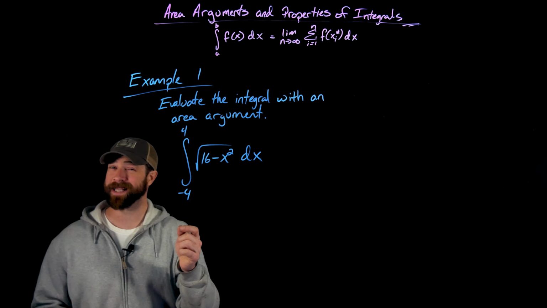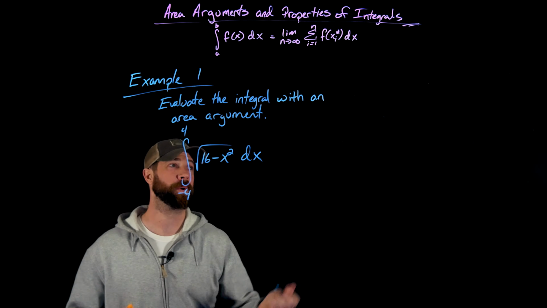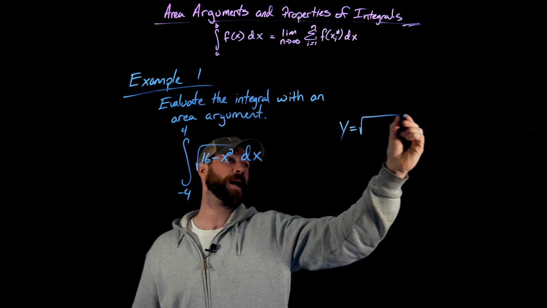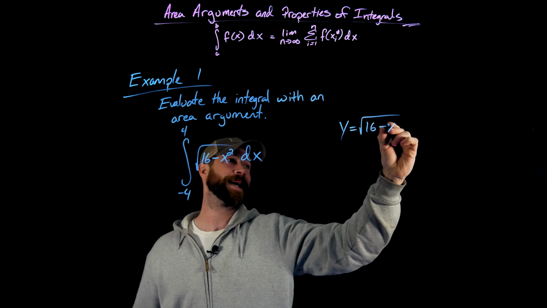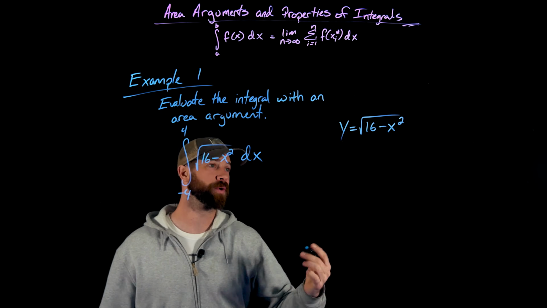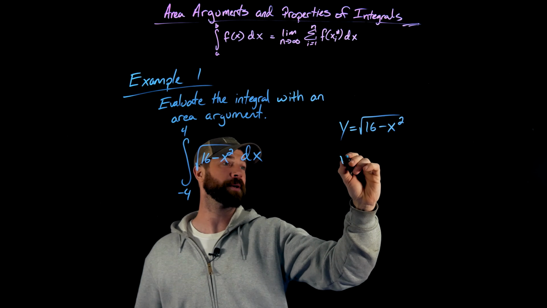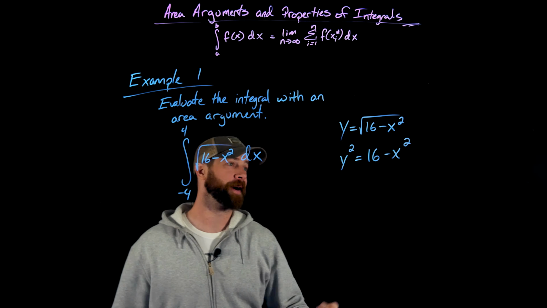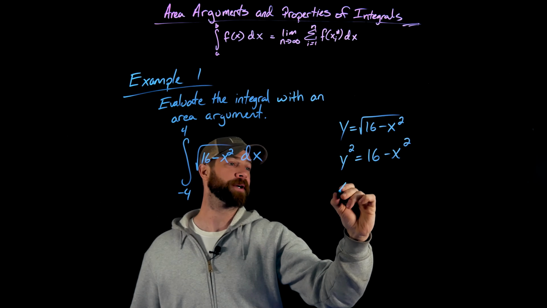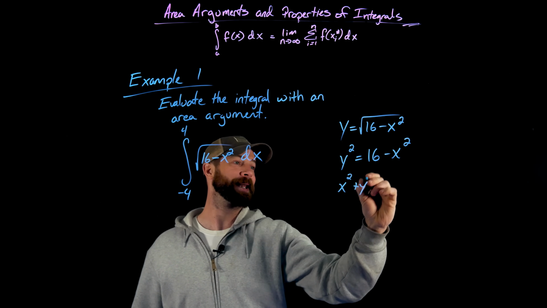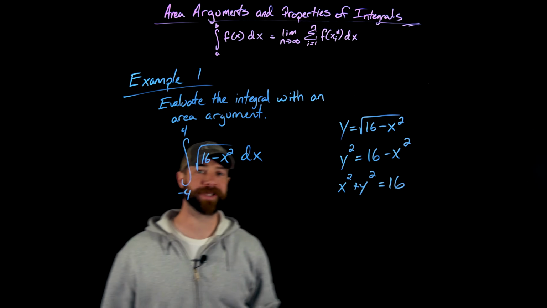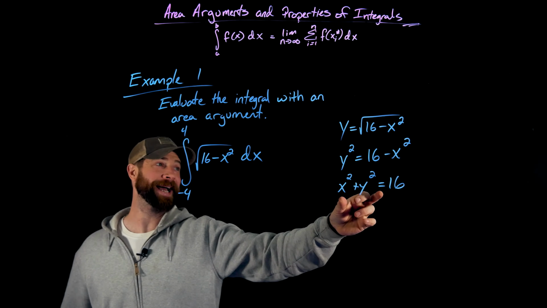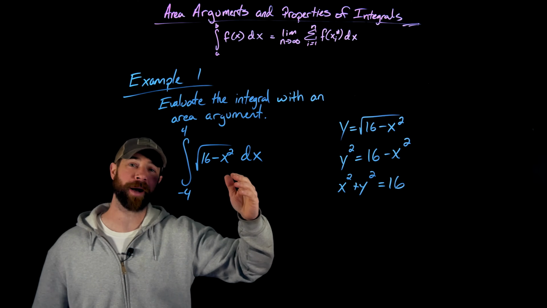If right out the gates you don't understand or know what this is, what we could do is play with this a little bit. We set this equal to y, so y equals the square root of 16 minus x squared. Then I'll square both sides to get rid of the square root to get y squared equals 16 minus x squared. Finally, I'm going to add over this x squared term, and I see that this is actually a circle. But specifically, this equation is a circle, and this is simply the top half of that circle.